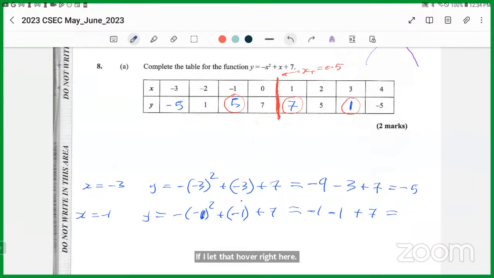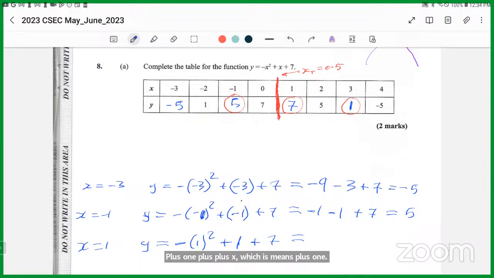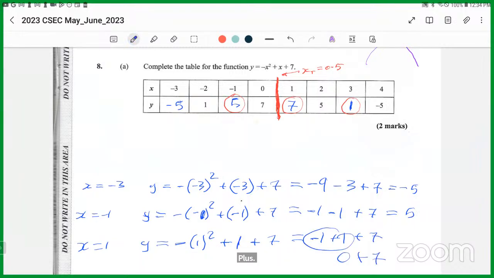Then I'm going to work out this value, which is when x equals 1 right here. So when x equals 1, y equals minus, that's this minus, then 1 squared for the x right here, plus 1, that's plus x, which means plus 1, plus 7. This becomes a negative 1, because of the 1 squared, so I get negative 1 plus this 1 plus 7. These two equal 0, and 0 plus 7 is 7. So it works out to be 7, the same 7 that I have right here.